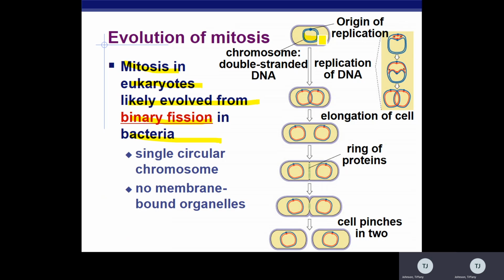Binary fission, you've got one circular chromosome. That one circular chromosome copies itself. The cell gets bigger, divides. That's it. We're done.